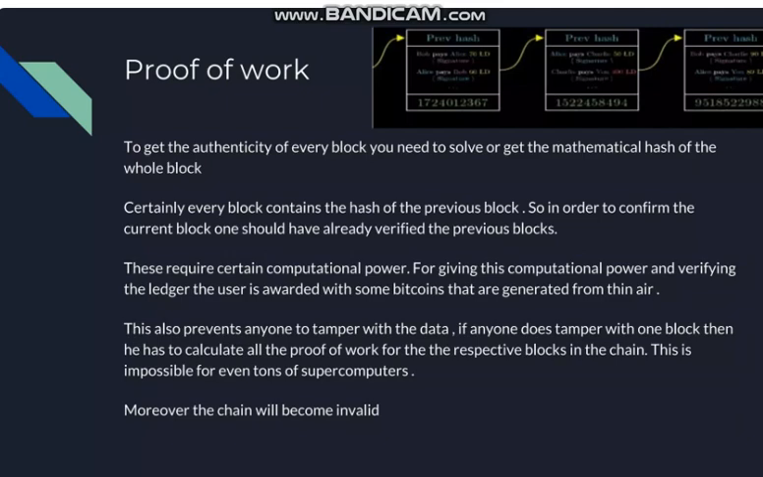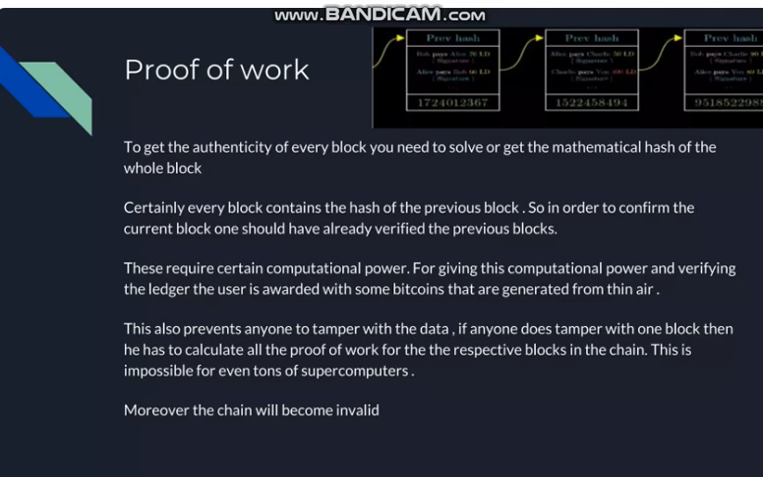To get the authenticity of every block, you need to solve or get the mathematical hash of the whole block. Every block contains the hash of the previous block, so in order to confirm the current block, one should have already verified the previous block. This requires certain computational power. For giving this computational power and verifying the ledger, the user is awarded some bitcoins that are generated from thin air. This also prevents anyone from tampering with the data.